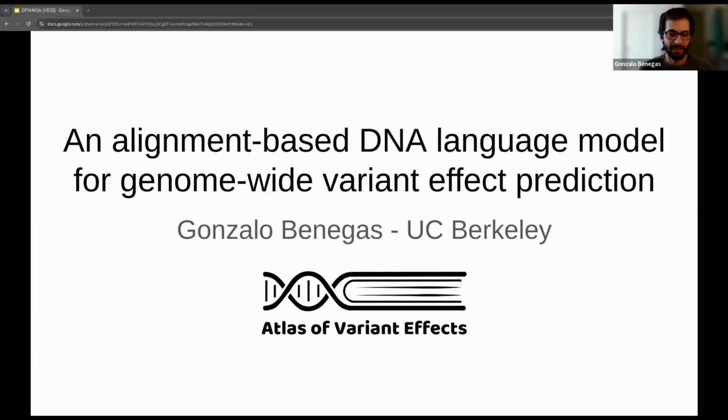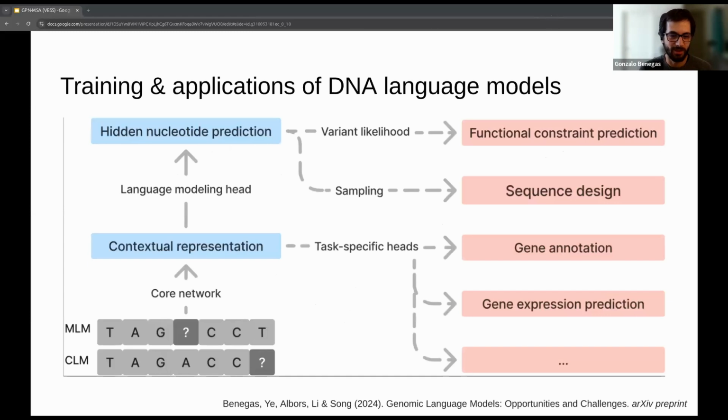So again, the focus of my work in the last couple of years has been in DNA language models with an emphasis on variant effect prediction. So what are DNA language models? Right now, most of you will be familiar with large language models such as GPT, powering ChatGPT. But what does it have to do with DNA?